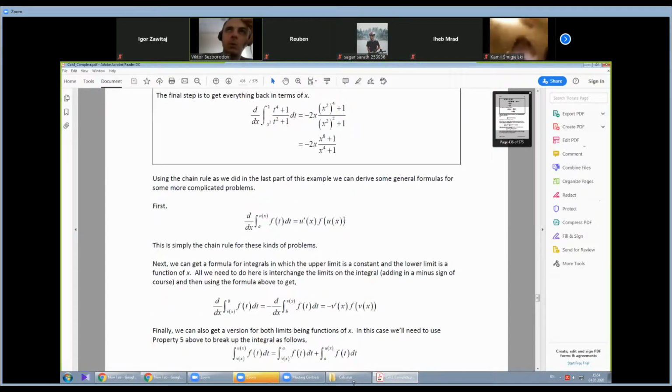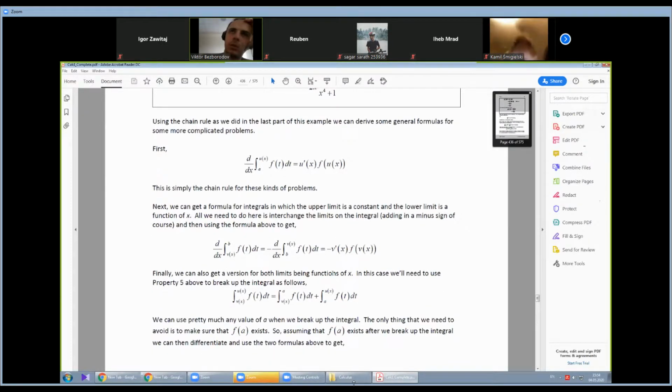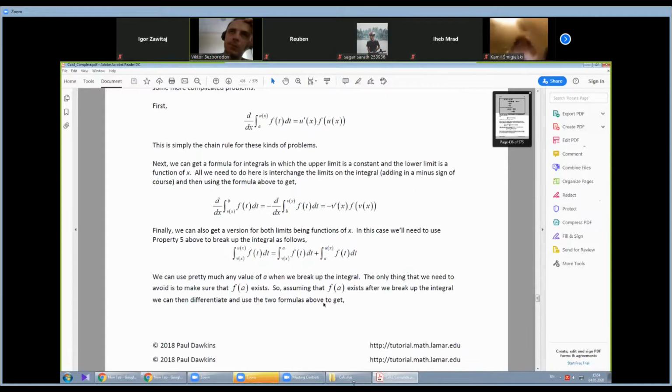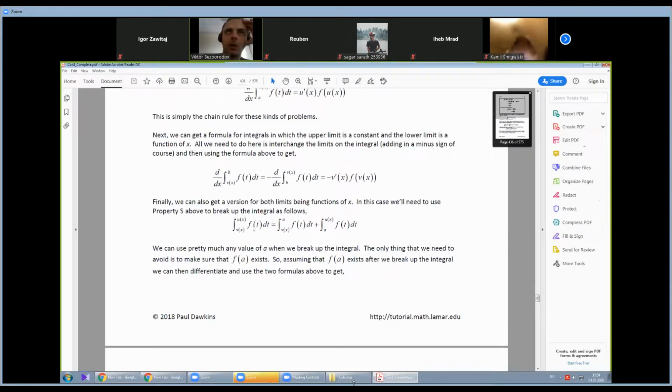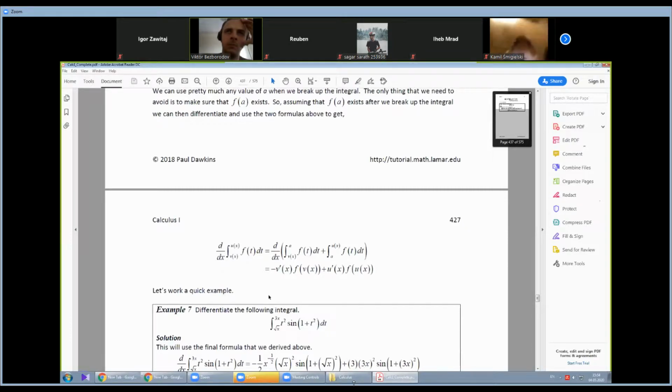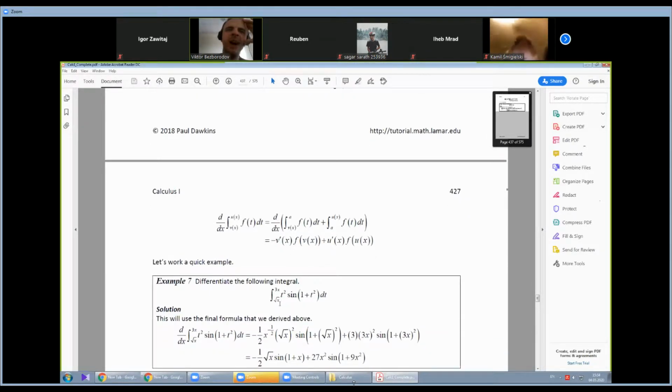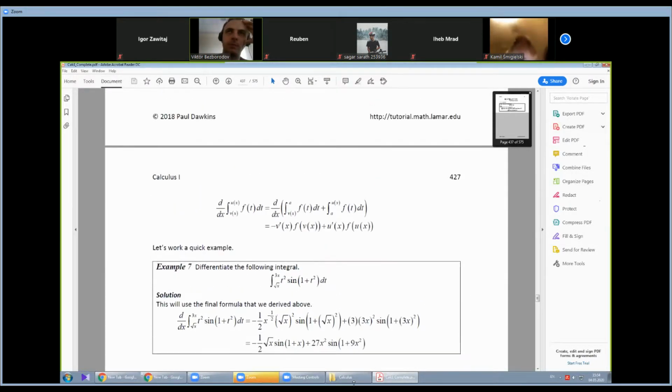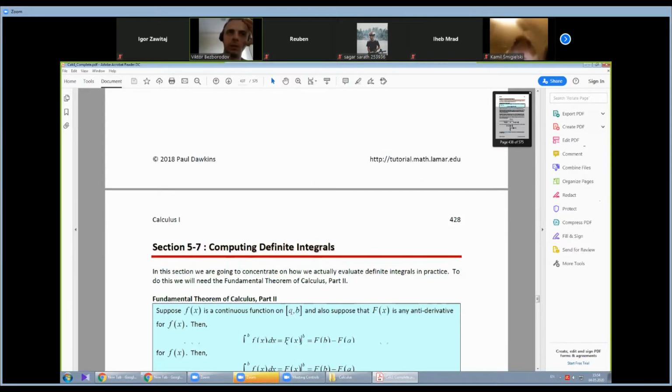Okay, so you can also derive this general formula. And of course, you can also derive this formula for general integrals, such kind of integrals, right? Okay, and then, for example, this is an example, and you can just compute. You use this formula to compute the derivative, but okay, this is not very interesting.